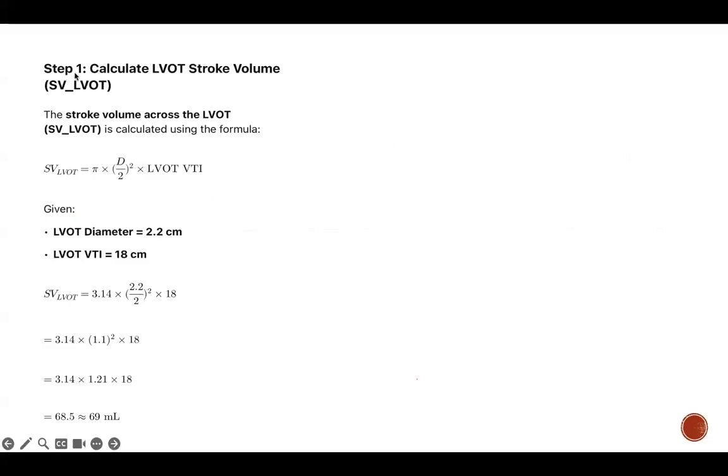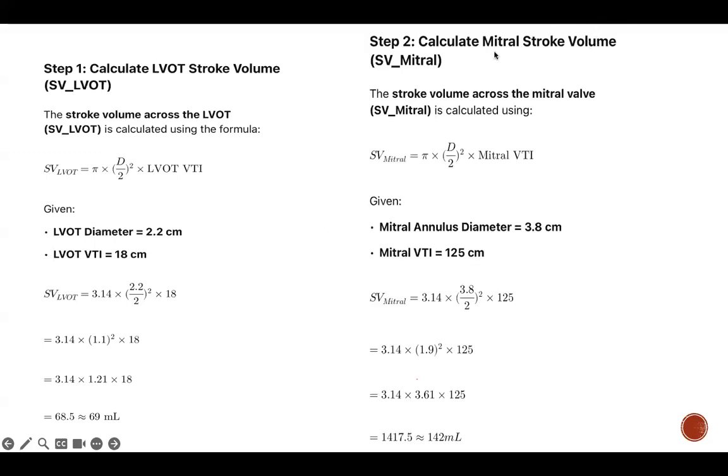Here, step 1: he started with the LVOT stroke volume. We check the stroke volume in the LVOT as we said: LVOT diameter, pi over 2 squared, multiplied by the LVOT VTI. According to the calculation, we get approximately 69 ml. Then the same step in the mitral valve, exactly the same, by D over 2 squared times the mitral valve VTI. We calculated the stroke volume in the mitral valve here: 142.